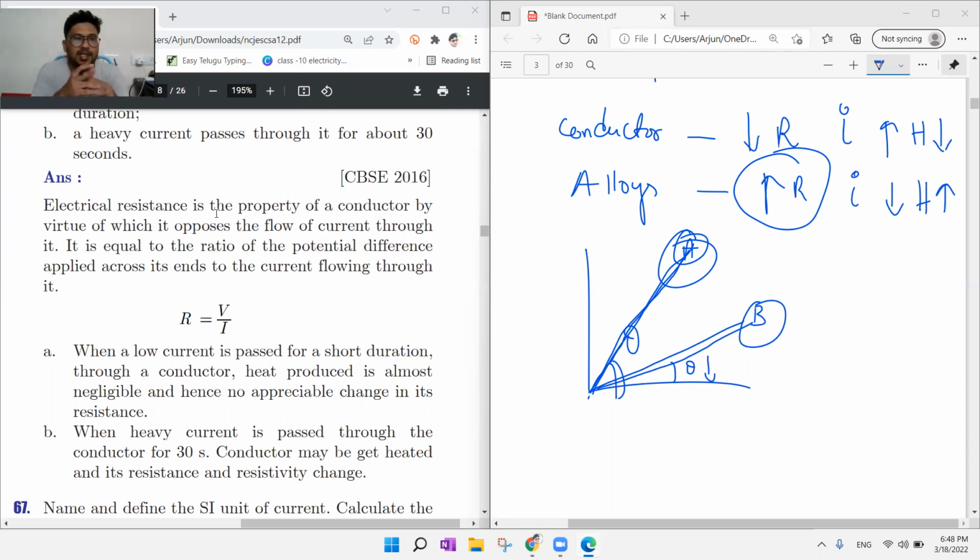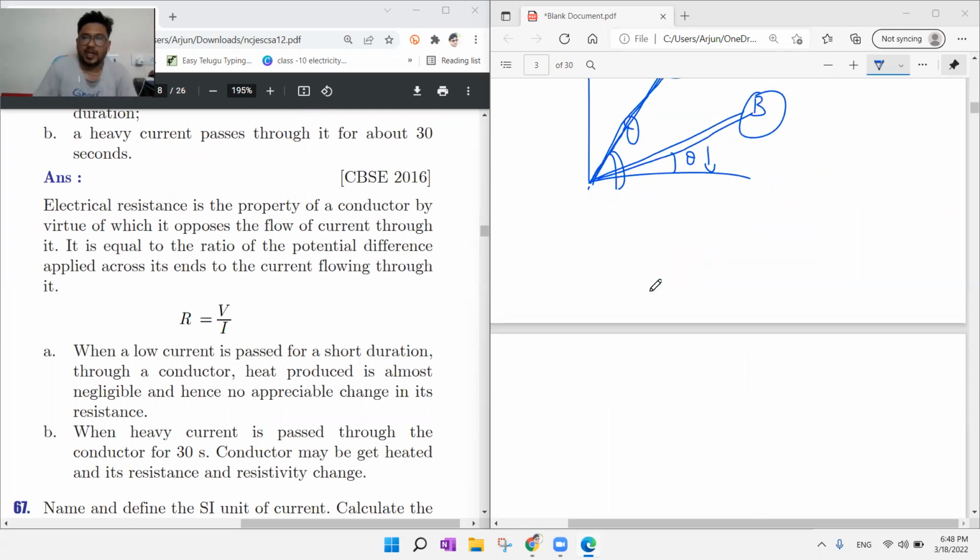Next point. It is equal to the ratio of the potential difference applied across its ends to the current flowing through it. Because there is no particular definition for resistance, we can take help of Ohm's law. What is Ohm's law? V is equal to I into R. From this, what is R? R is equal to V upon I. So from this we can define what resistance is. Resistance is the ratio of potential difference applied across its ends to the current passing through it. So V by I is nothing but resistance. They have given two conditions.